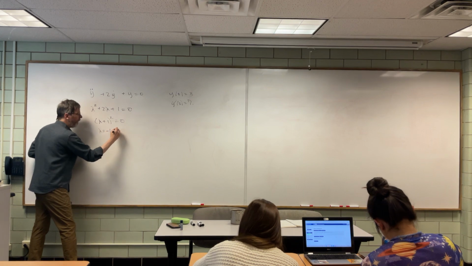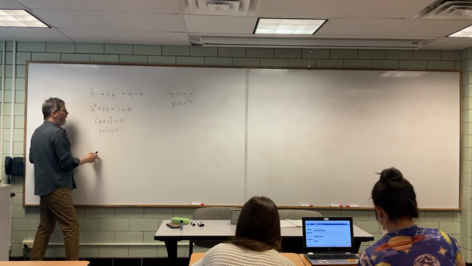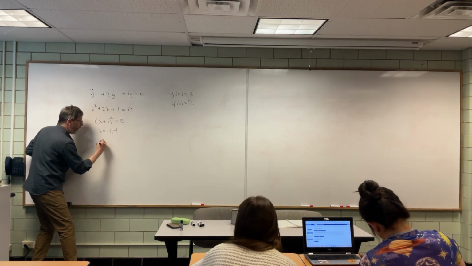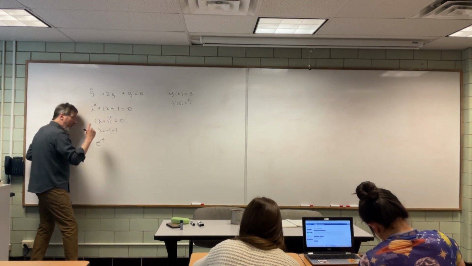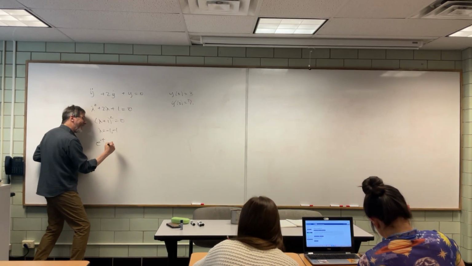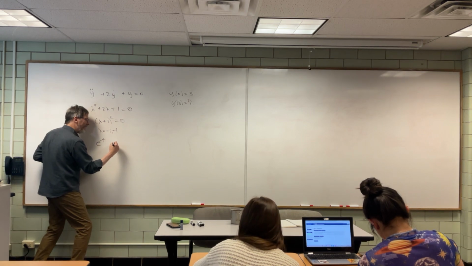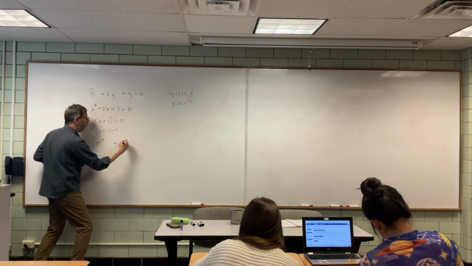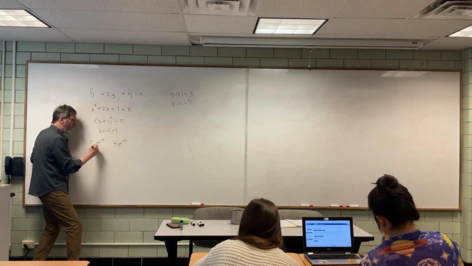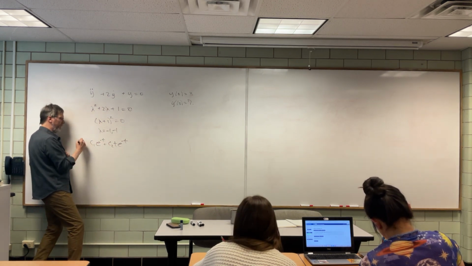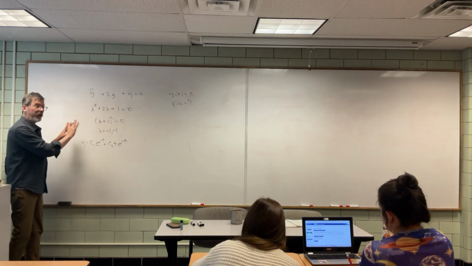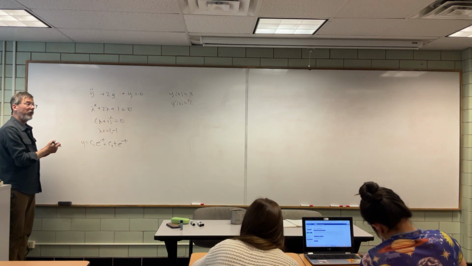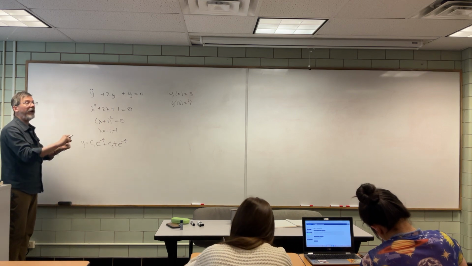So we have negative 1, negative 1. And so my two solutions are e to the negative t, and the second one is t e to the negative t. Beautiful. And then we slap some constants in front, and that's our y. So that's our general solution. If you got that, you're okay so far.